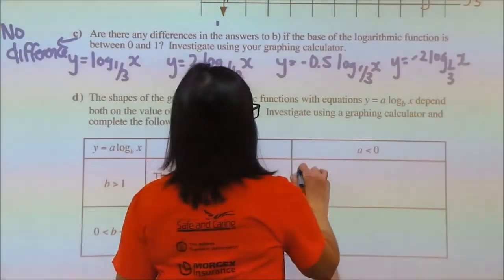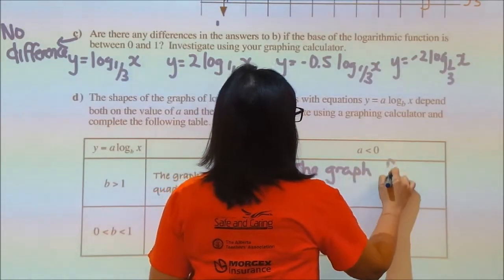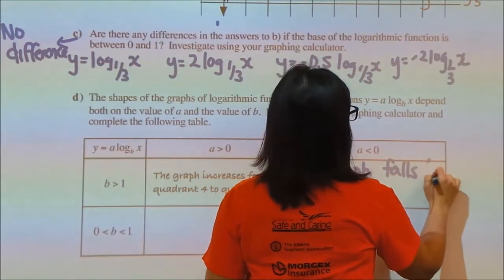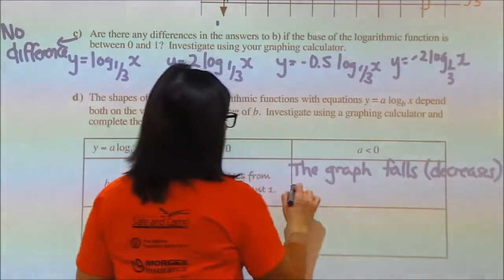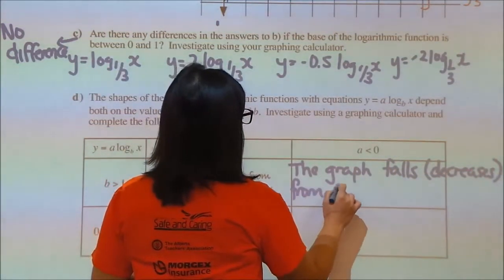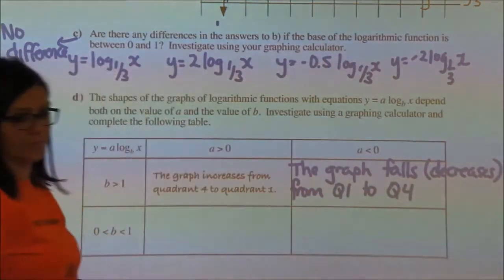So the graph falls, or I could say decreases, from quadrant 1 to quadrant 4.